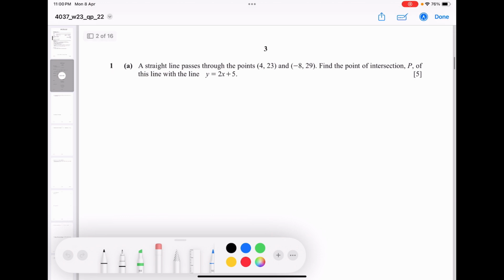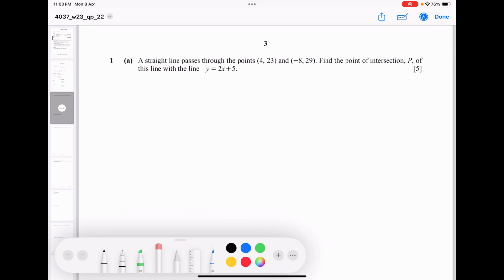Now let us come to question number 1. Let's see what is given in that question. A straight line passes through the points 4, 23 and minus 8, 29. Find the point of intersection P of the line with y equals 2x plus 5. So basically it seems to me it's like a simultaneous equation. Let us find an equation with these 2 points.